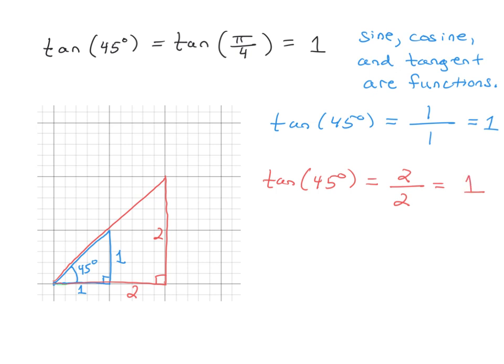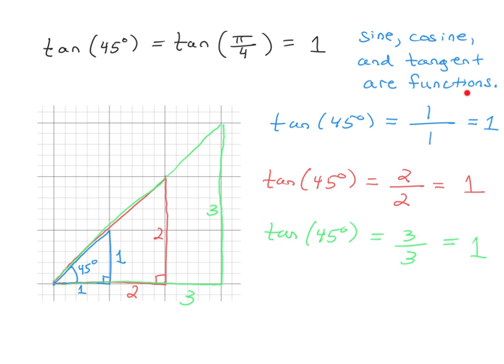I'll draw a triangle that starts here and goes out a distance of 3, and then goes up a distance of 3 in this direction. If you trace out this triangle, I'm doing my best to draw it, so the opposite side is length 3, the adjacent side is length 3, but it's still the same 45-degree angle. So here we have that, again, tangent of 45 degrees this time is equal to 3 over 3, but that still simplifies to 1.